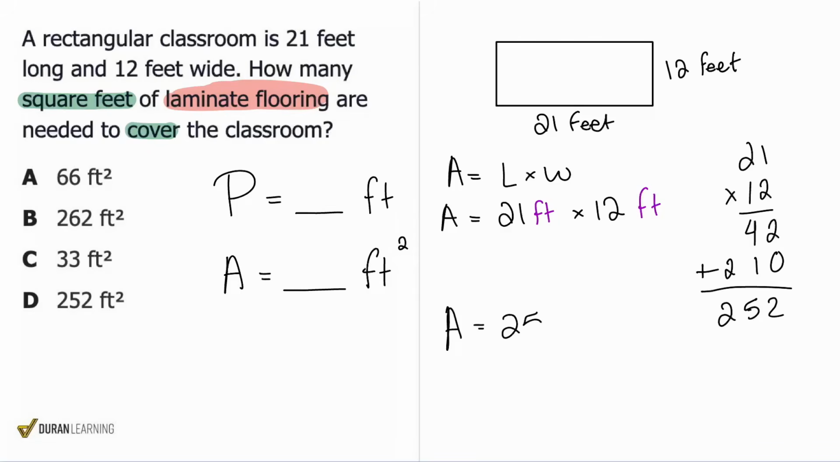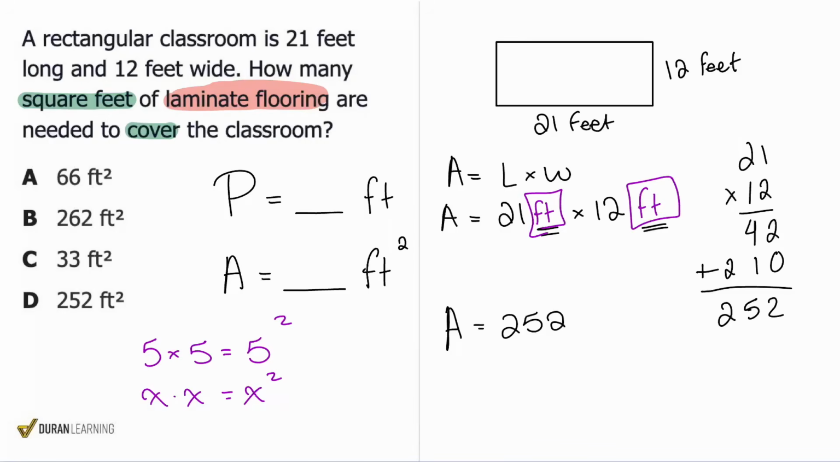But let me ask you this, everybody. Feet times feet. Think about it like this. If I were to do 5 times 5, yeah, that's 25. But you could write that as 5 squared. At the same time, we could have something like x times x. That's also x squared. Everybody, if I had feet times feet, how could we write that? 252 feet squared.